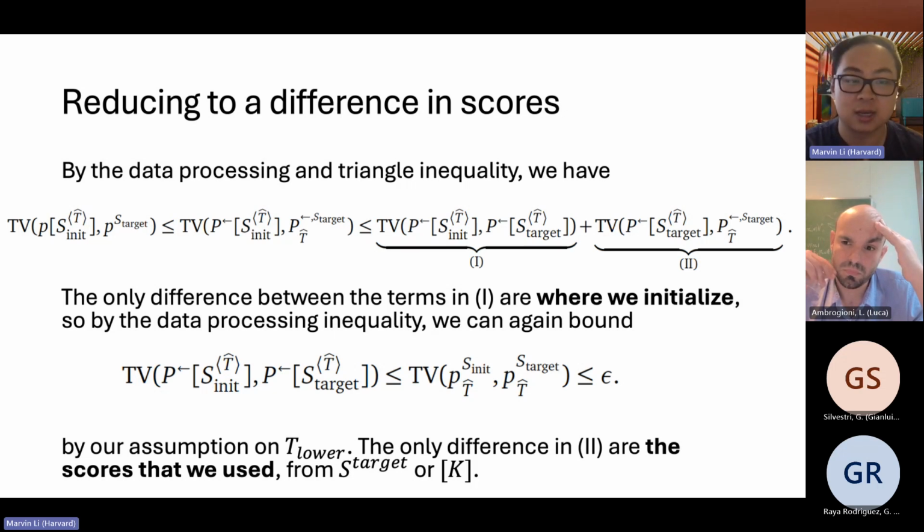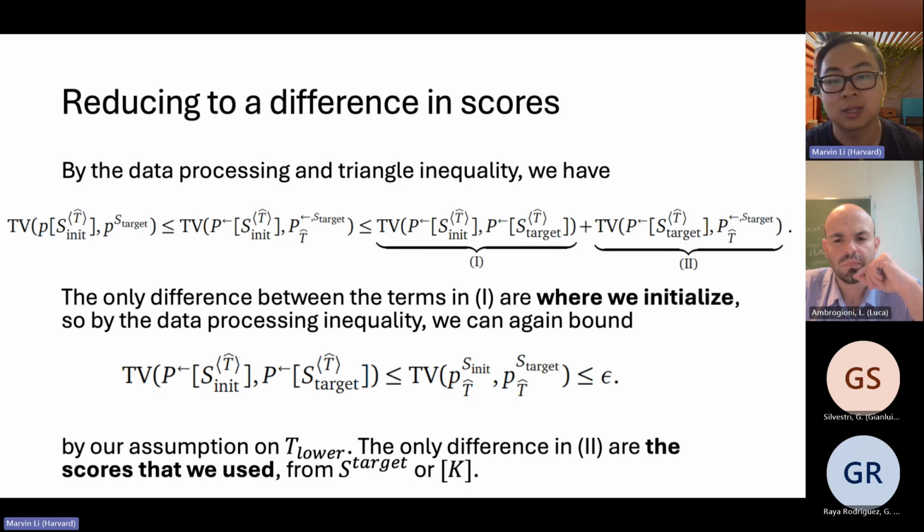It's actually more convenient to compare the distribution over path measures, and we can use the data processing inequality to achieve this. So we compare the distribution over paths induced by P bracket S init with the distribution for P S target. And we again use a triangle inequality to break it up into two terms. So we introduce this term P t hat S target. Just as a reminder, this is what happens when we take an image from S target, we noise it to time t hat, and then we denoise it using the full score.